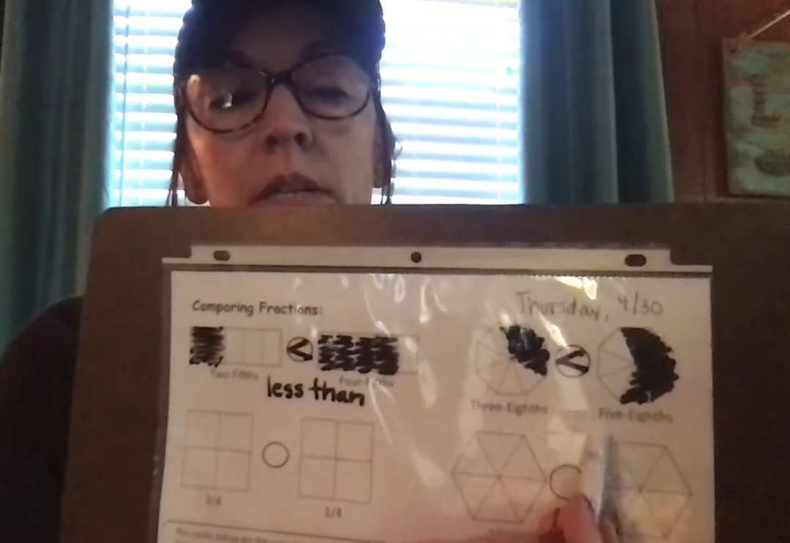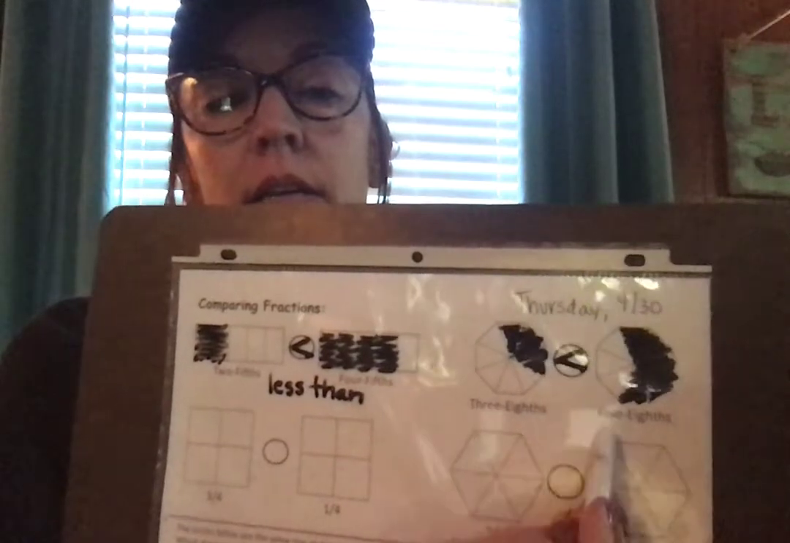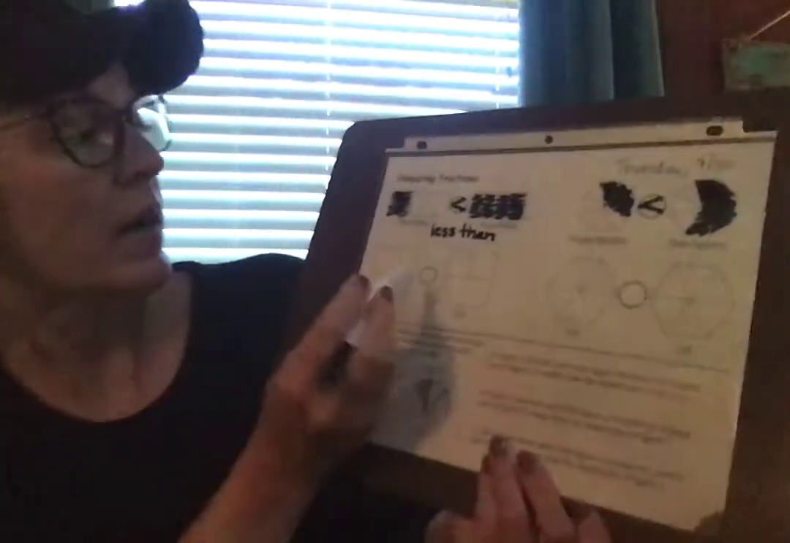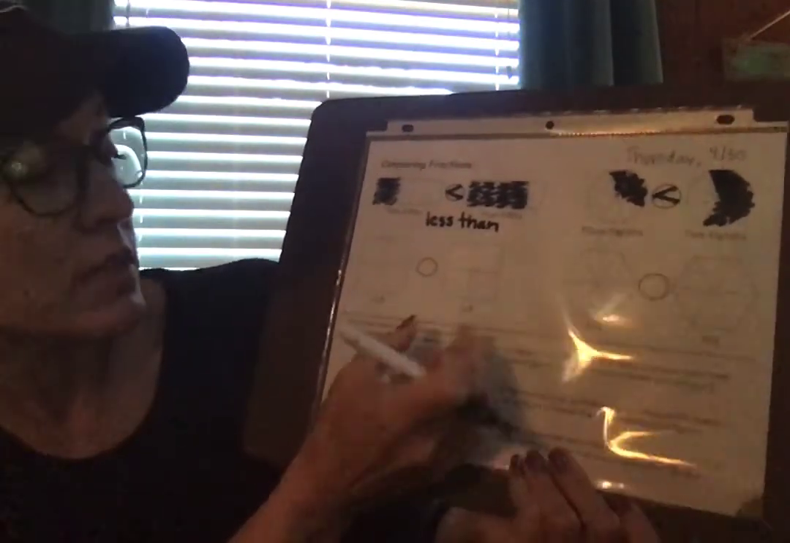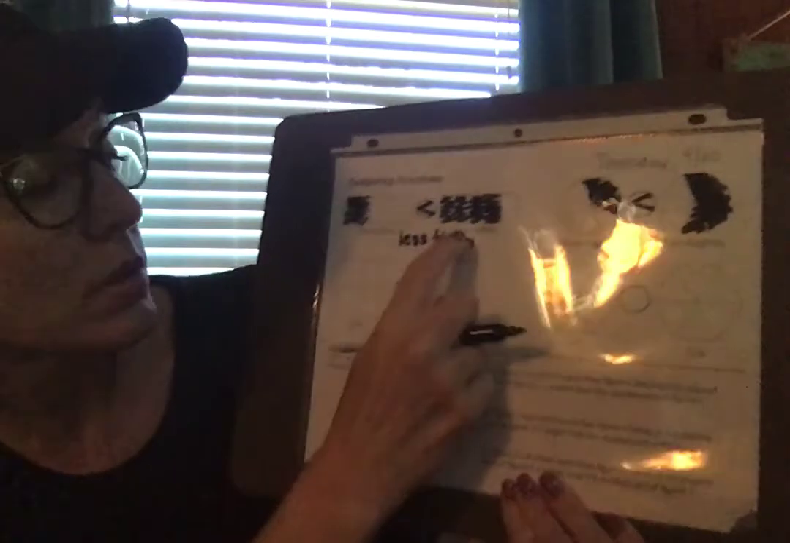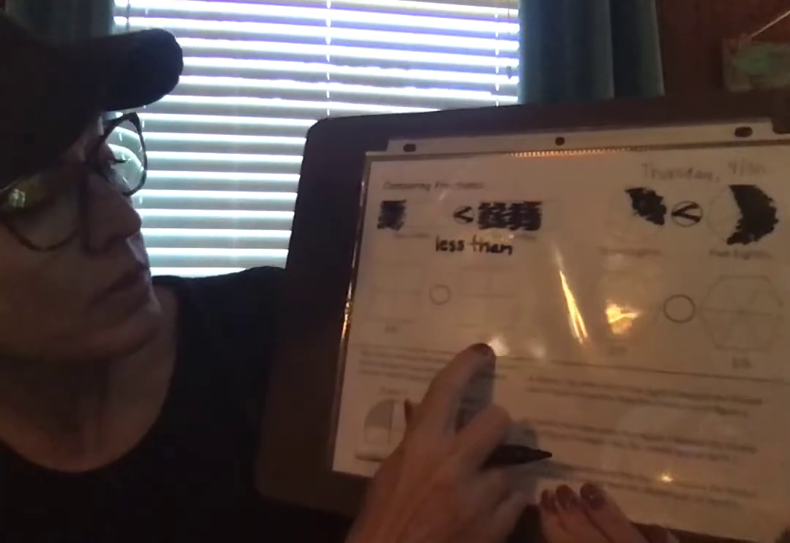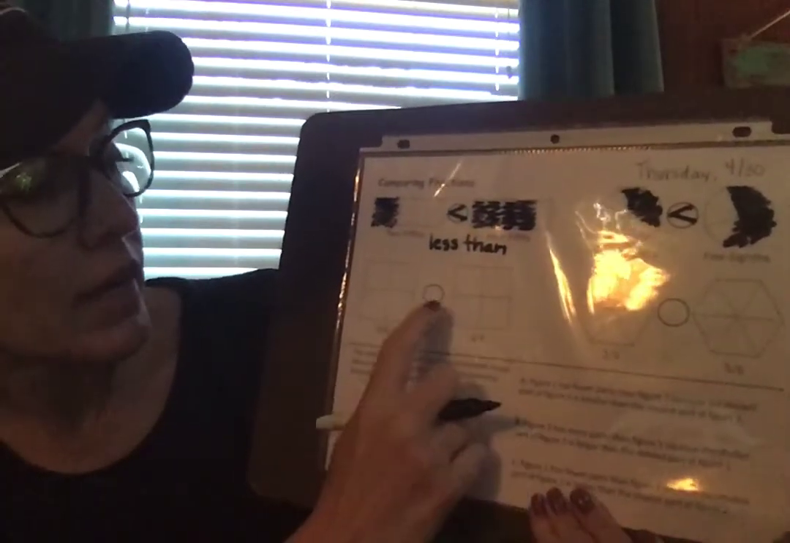Will you say that with me, please? 3/8 is less than 5/8. Now, I want you to continue by comparing 3/4 and 1/4. Notice these are written not in words, but in fraction form. 3/4 compared to 1/4. You're going to shade and then draw your sign.